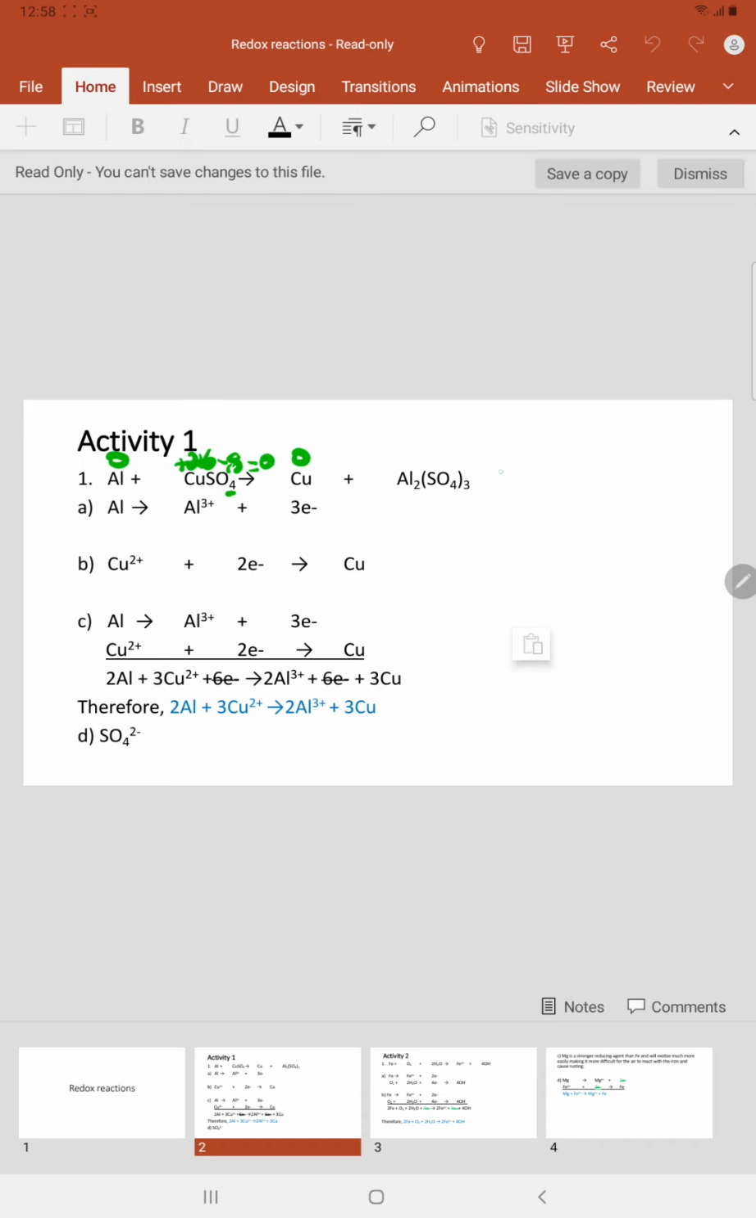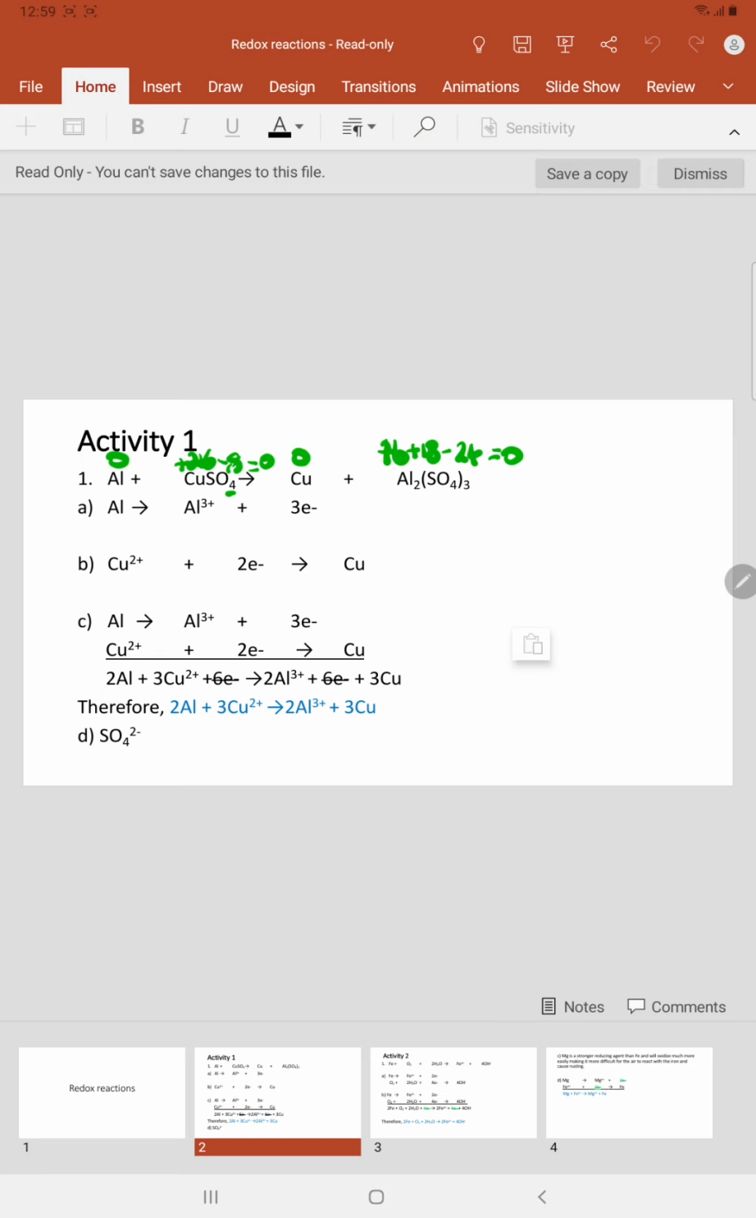Aluminium sulfate: we know that oxygen has a charge of -2, times 4, times 3. This gives us -24. We also know that sulfur has a charge of +6, times 3 gives us +18. And then in order for this to equal 0, aluminium has a charge of 3+, and we know there are 2 aluminiums, so we get +6.